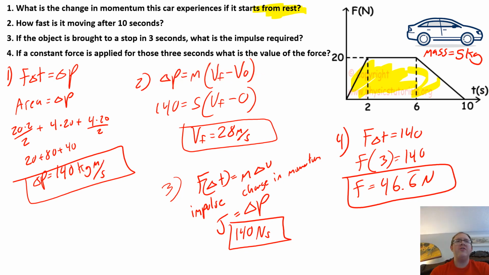And so question 2 says, how fast is it moving after 10 seconds? You have to know the initial velocity, because the graph only tells you the change in momentum. It doesn't actually tell you how much momentum it has. But I can use the change in momentum formula, plug in my initial velocity from rest, and solve for my final velocity, which is apparently 28 meters per second. Now we can go to number 3. Number 3 says, if the object is brought to a stop in 3 seconds, what's the impulse required? This is a trick question. Doesn't matter what the time is. What's the impulse required?